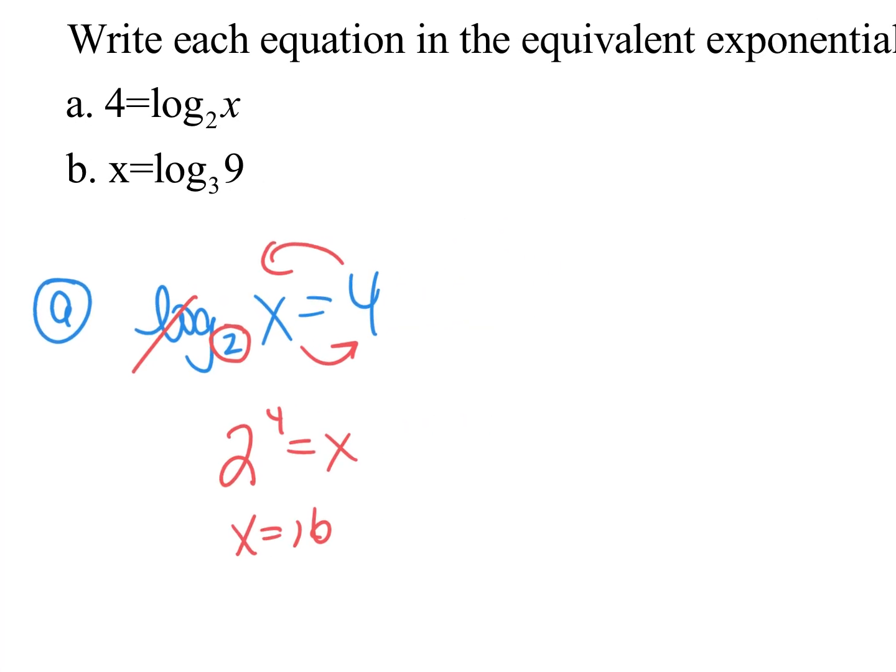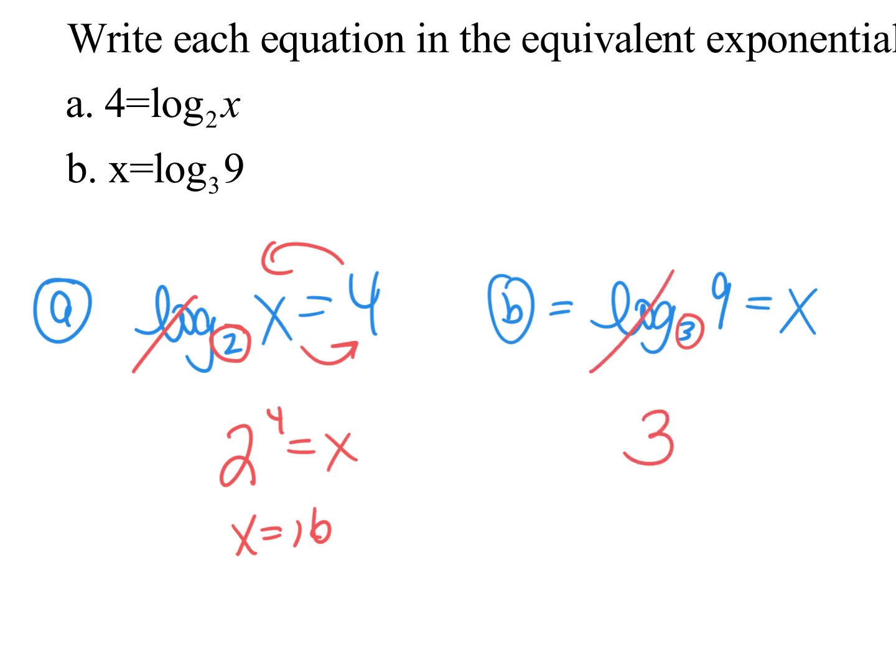Let's look at B. I'm going to rewrite B. Log base 3 of 9 equals x. All right. First of all, how do I go from logarithmic to exponential? The 3 becomes the big base, right? The log goes away, and then what happens with the 9 and the x? So 3 to the x power equals 9. 3 to what power equals 9? x equals 2. All right, good. You guys see that? Super basic.